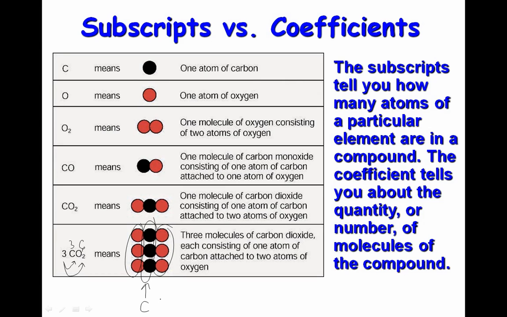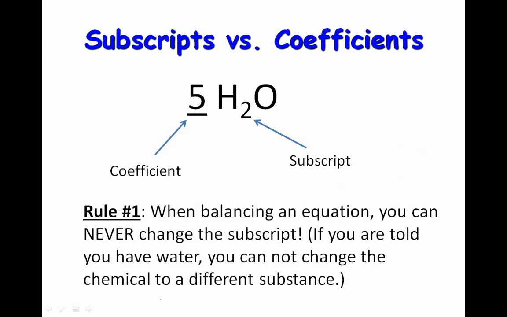So these subscripts tell you how many atoms of a particular element are in the compound. The coefficient tells you about the quantity, or how many molecules, or how many of that compound you have. So, rule number one when balancing an equation: you can never ever change the subscript. If you change the subscript, you're not changing the number of that molecule, you're changing that chemical into a different molecule.